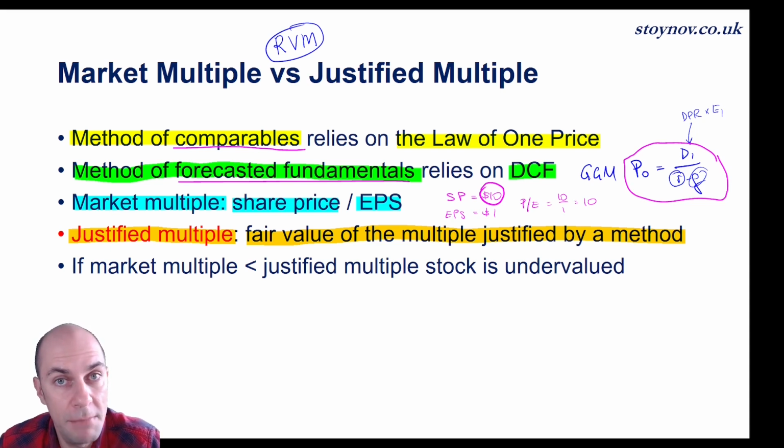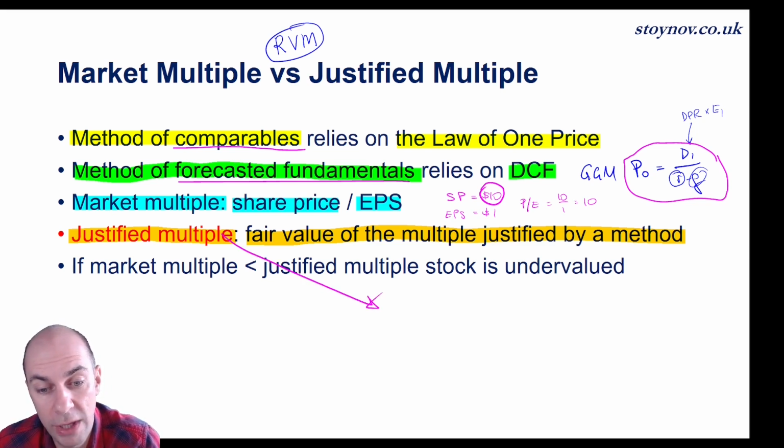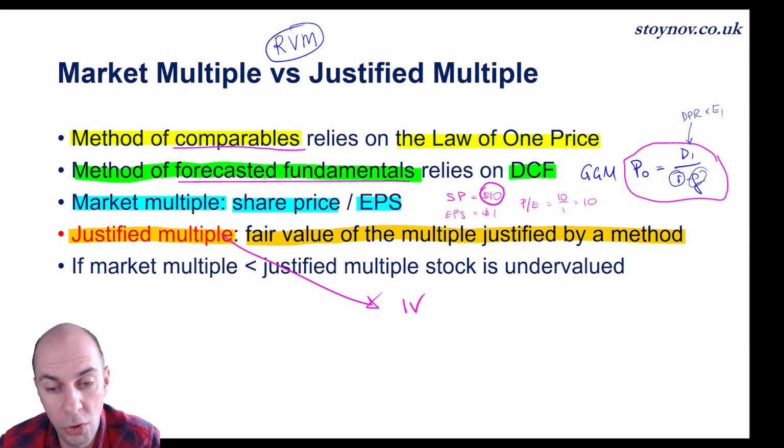It doesn't matter what method you use, so long as you use a method. You didn't simply just go to the market and check the market price, but you used some kind of method to arrive at an intrinsic value for the stock. And then you took that intrinsic value and divided it by the value driver, let's say earnings. That is a justified multiple. So as an example, if I take IV, the intrinsic value of the stock, which I've worked out maybe by a Gordon, and then divide by earnings, that is a justified multiple.